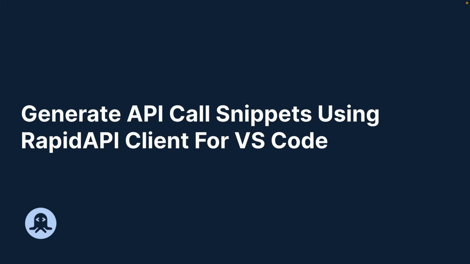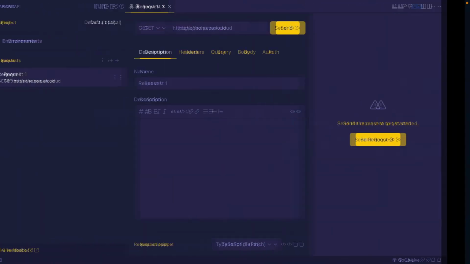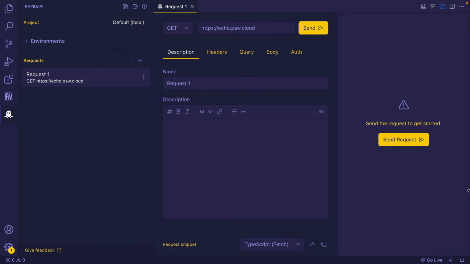One of the features of RapidAPI Client is that it can generate code snippets in multiple languages. Let's look at how you can generate API call snippets using RapidAPI Client for VS Code extension. In this video, I'll be highlighting how you can generate Python code snippets, Go code snippets, and JavaScript code snippets. So let's now go back to our Visual Studio Code editor.